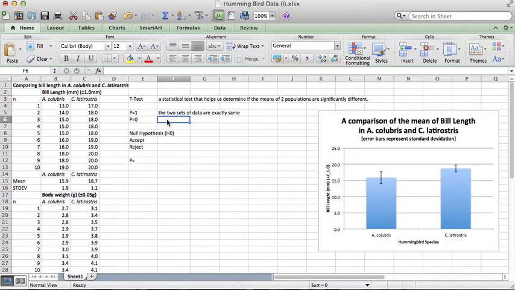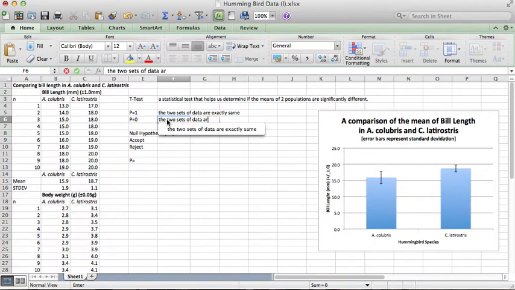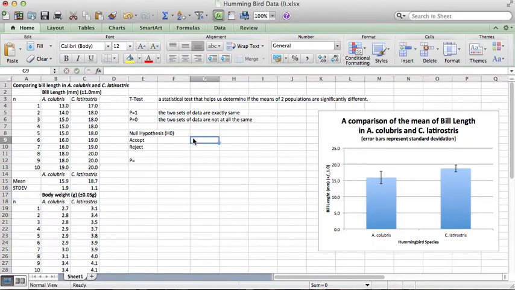If probability is equal to 0, then the two sets of data are not at all the same. So this means that the two sets are so drastically different that there is no overlap at all in the data sets. Anytime we run a t-test, we're looking for that probability statistic.